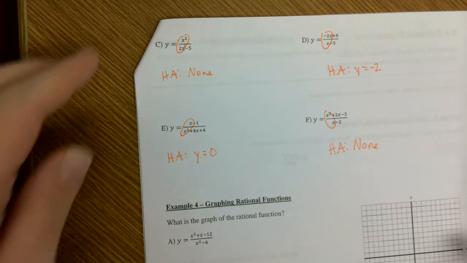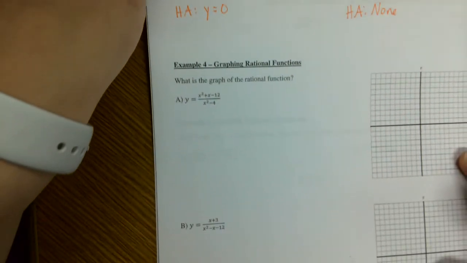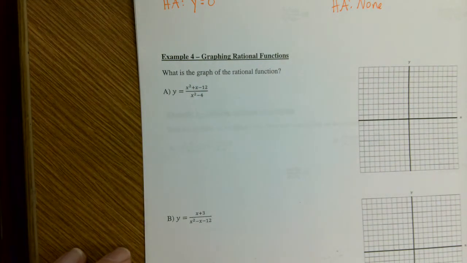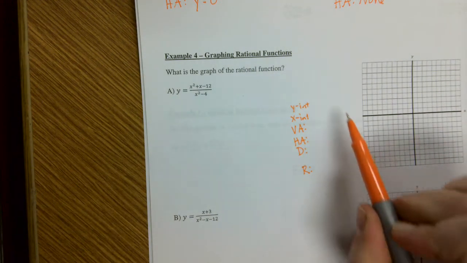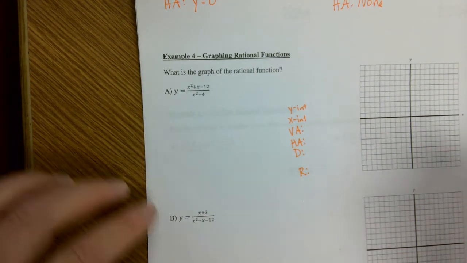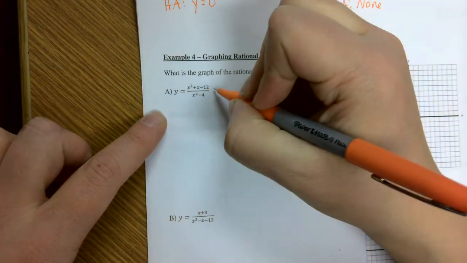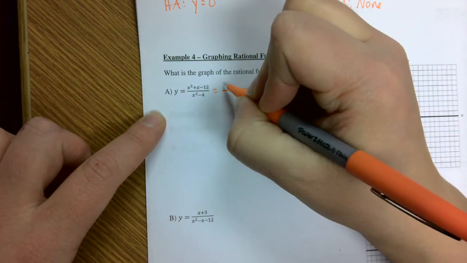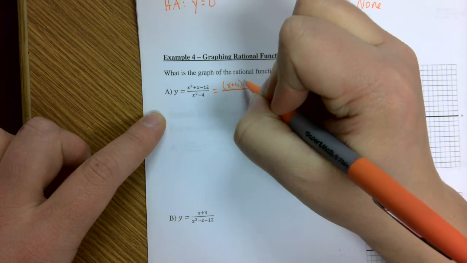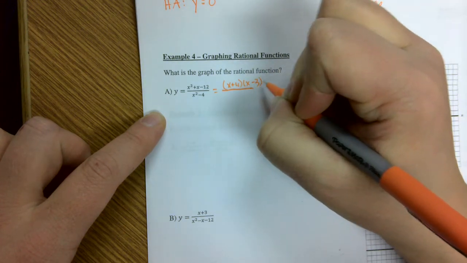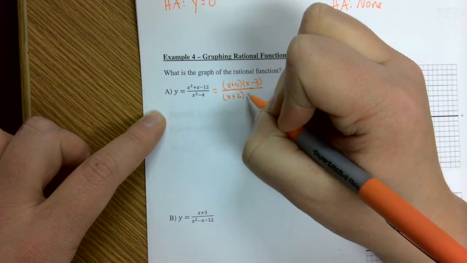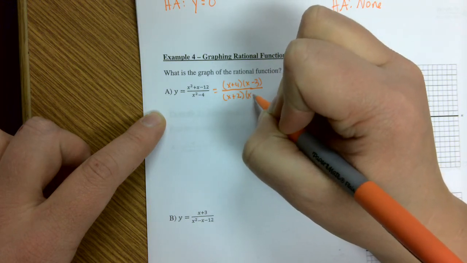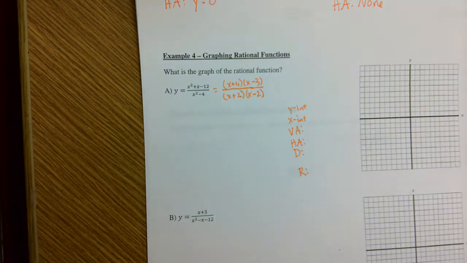So now we're going to get into actual graphing. When I'm doing my graphing, there's stuff that I'm going to have to find. I need to find all of this information. We're going to take it step by step. So first thing I'm going to do is factor. On top, I can factor to be x plus 4, x minus 3. On bottom, I have x plus 2, x minus 2. Okay?